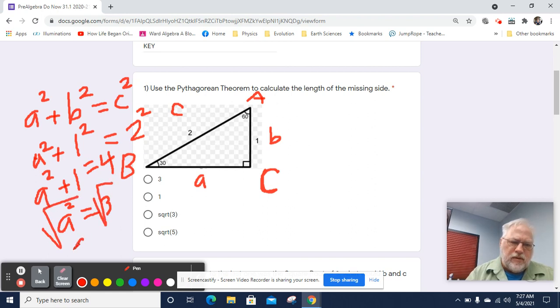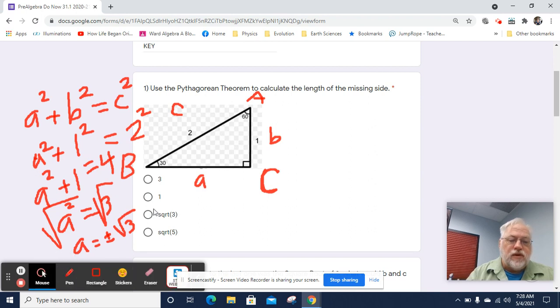And then to figure out what A is, we take the square root of both sides. So A is going to be plus or minus the square root of 3, but we're going to discard the negative version as extraneous. So plus or minus the square root of 3 is two different numbers: the square root of 3, which is around 1.7321, or the negative of the square root of 3, which would be negative 1.7321 forever. All right, so A is going to equal the square root of 3. So there we go. That's the answer.